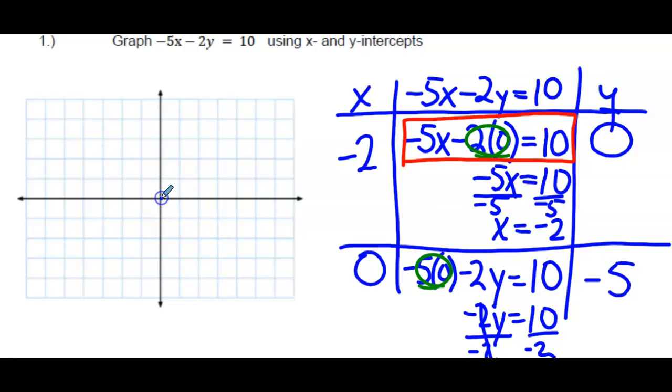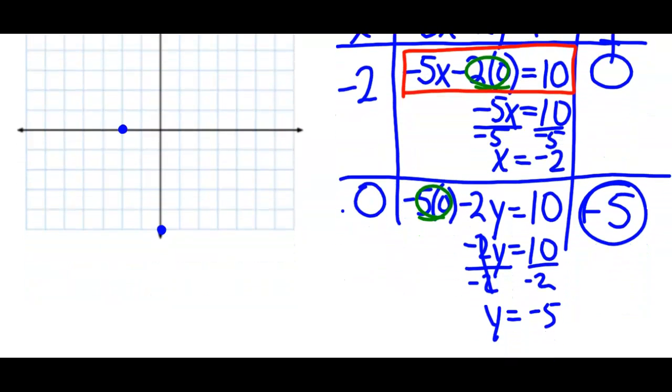Start at 0. Oops, I don't want a dot there. I go over 2 in the negative direction. Yep, I do want a dot there, and I go up 0. So that's my first point. Then I need to do my y-intercept. I go over 0. And which way am I going to go to get this 5? Down. So 1, 2, 3, 4, 5. Right there. I've got my 2 dots.